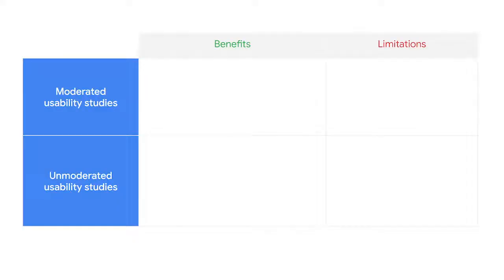First, in moderated usability studies, the moderator guides the participant through the study. For example, the moderator might show the participant where to click and ask them about their experience when taking that action. This is beneficial because participants take the exact actions you want to get feedback about.